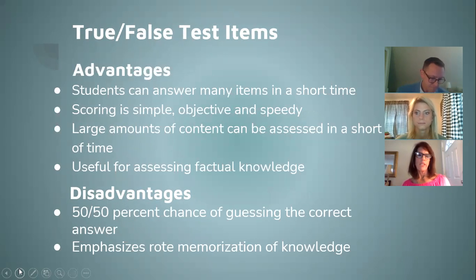And then we took a look at the true false test items, the advantages and disadvantages of those, again, according to our textbook authors. The advantages are that the students can answer many items in a short time. The scoring is simple, objective, and speedy. The large amounts of content can be assessed in a short amount of time, and the true false items are also useful for assessing just factual knowledge. So that does not get into the higher order thinking skills, but it does assess the factual knowledge.